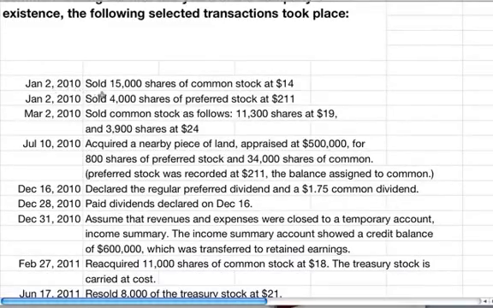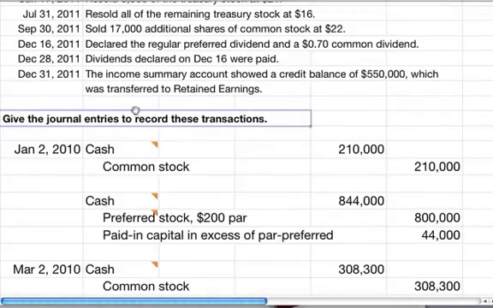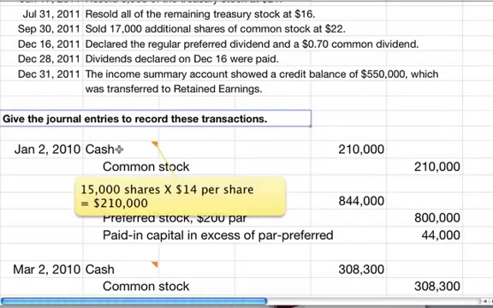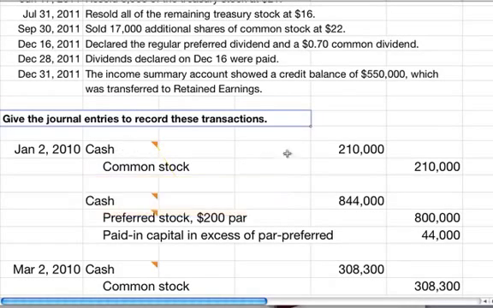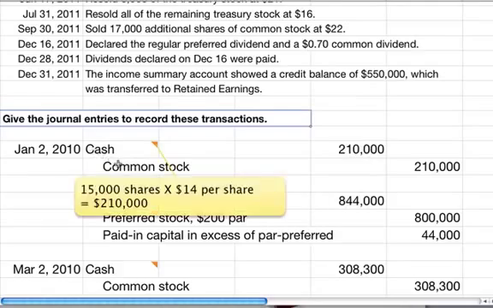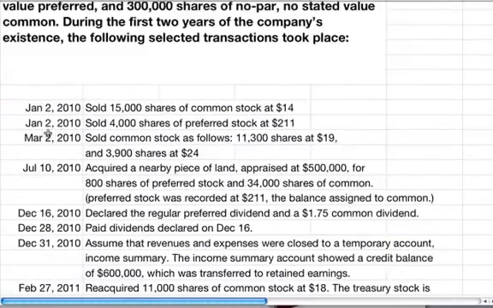On January 2nd, we sold 15,000 shares of common stock at $14. This is pretty straightforward. It's 15,000 shares times $14 per share. It's $210,000. Debit cash, credit common stock.